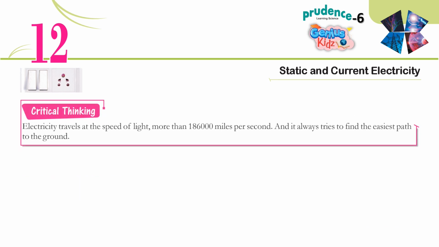Critical thinking. Electricity travels at the speed of light, more than 186,000 miles per second, and it always tries to find the easiest path to the ground.